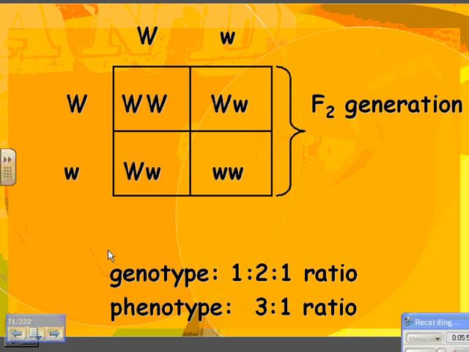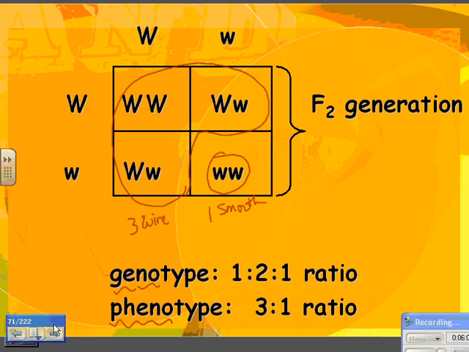And then the phenotypic ratio is 3 to 1 because we have 3 that are wire hair and 1 that's smooth. Three to 1. Remember, phenotype is what you look like. Genotype is what genes or alleles you have.